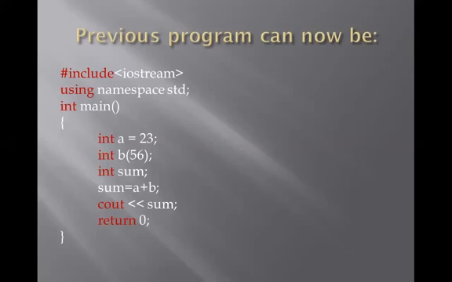Now the previous program can be written in this way too. So a equals 23, b is going to have 56, sum is going to have a plus b, and we print out sum to the screen and return 0.